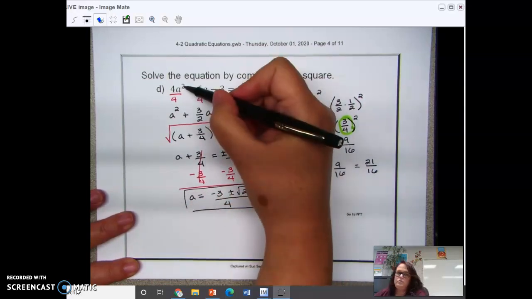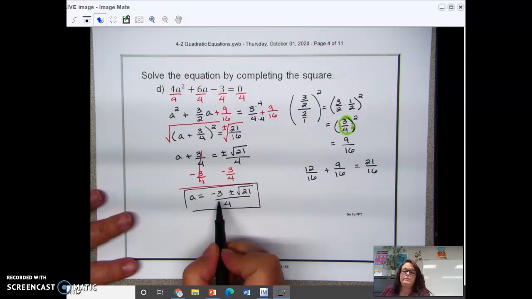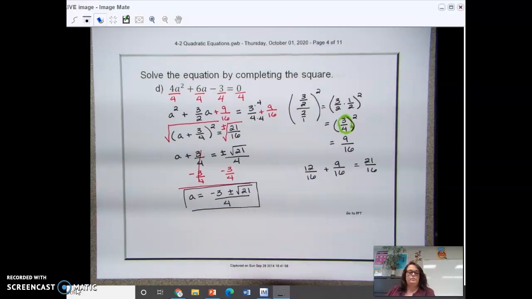So again, I have a square and I have 2 complex roots. In this case, they happen to be irrational. All right, so in the next portion, we're going to start talking about the quadratic formula.